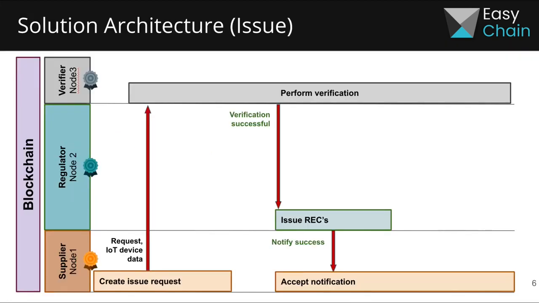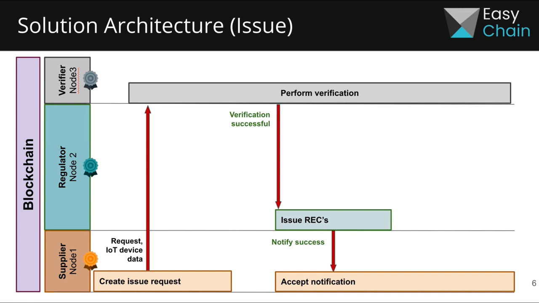Let's talk about solution architecture and business workflow. We'll begin from the simplest use case and continue to more difficult ones. There are three main roles involved in the certificate issuance process. First is the supplier, a renewable energy producer such as a solar power plant. Next is the regulator, a governmental agency responsible for certificate issuance. And the last is the verifier, an independent agent validating certificates using mathematical models.